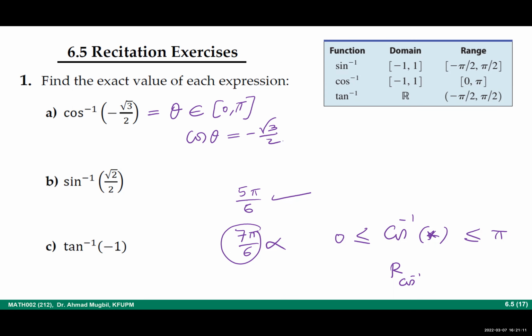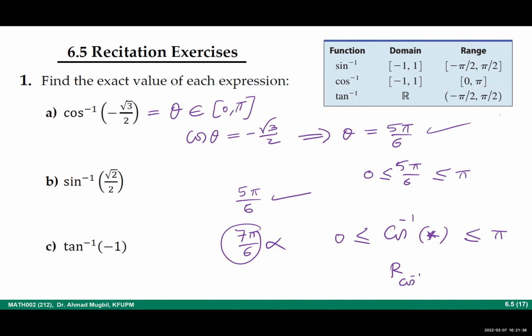Is cosine what you have negative square root of 3 over 2? And is this angle between 0 and pi? So now if you think about these two things, you will find easily that theta is 5 pi over 6. Check. Cosine 5 pi over 6 is negative square root of 3 over 2. 5 pi over 6 is between 0 and pi.